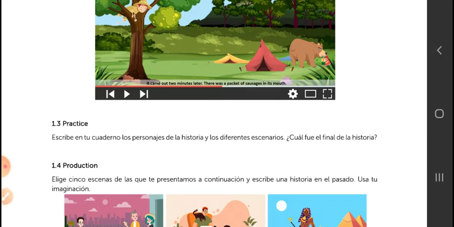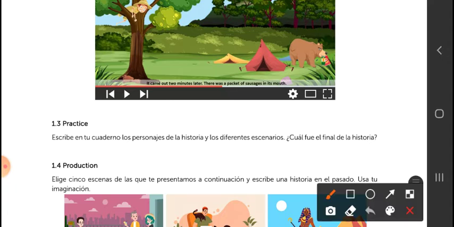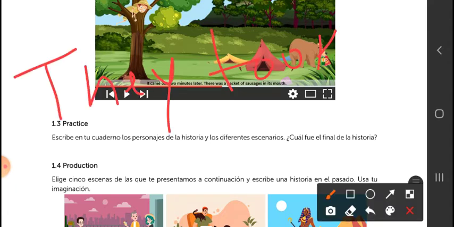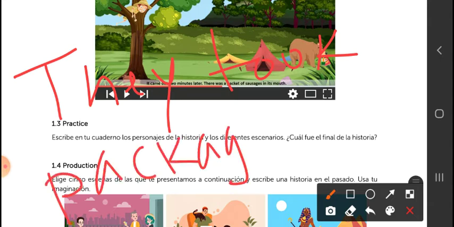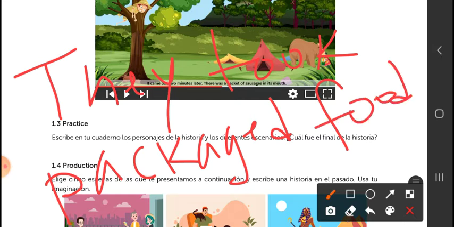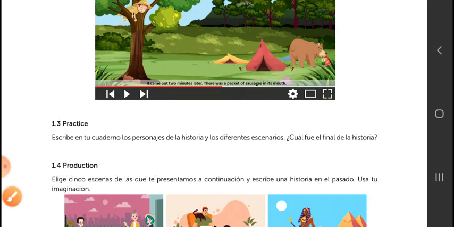Dijeron que no llevarían comida empacada. They said they didn't take packaged food, but it was a lie. They took packaged food, yes, to the camp. It was a lie. Yes, they took packaged food to the camp. Okay, so those are the three answers. If you want, you can write more information about that. Okay, si quieres escribir más sobre eso, puedes utilizar la historia. You can watch it again.